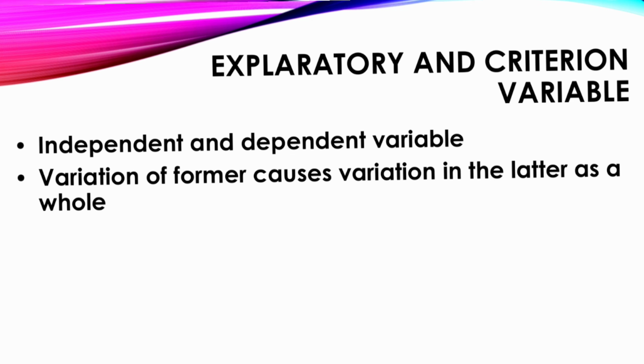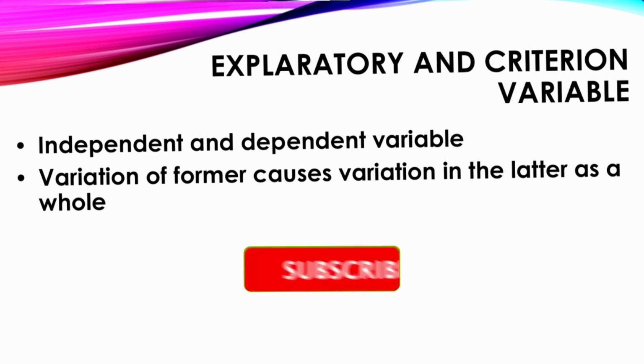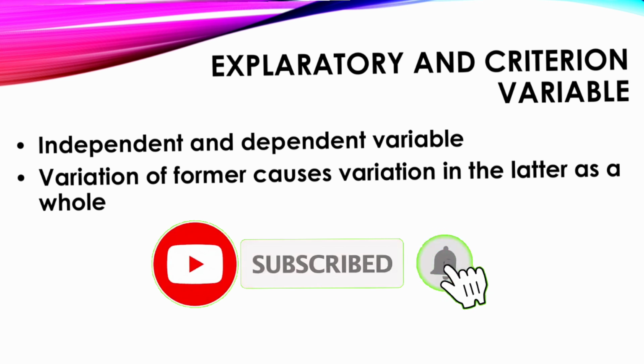So that's all about the types of variables. We can just go through the different types once more. That is independent variable, dependent variable, extraneous variable, confounding variable, intervening variable, dichotomous variable, continuous and discrete variables, quantitative and qualitative variables, observable variables and dummy variables, and finally exploratory variables and criterion variables, which are nothing other than independent and dependent variables.